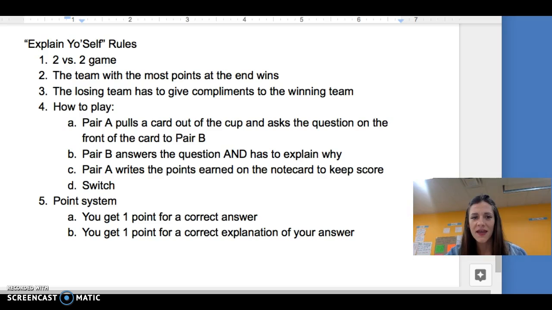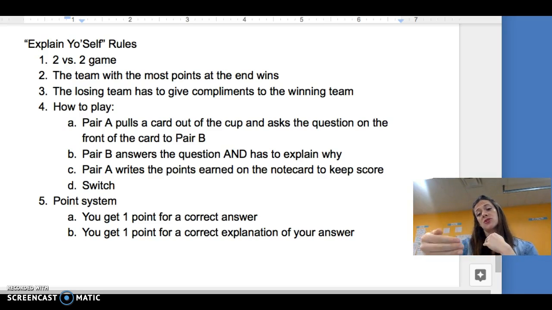Here's how you play. Pair A is going to pull one of the question cards out of the cup and ask the question on the front of the card to pair B. Pair B answers the question and has to explain why their answer is correct, like, I chose answer A, and my partner and I chose this answer because. Pair A writes the points earned on the note card to keep score. So let's say that I'm against my two opposing teammates and they get 1 point. I would write 1 point on the note card for them to keep score.